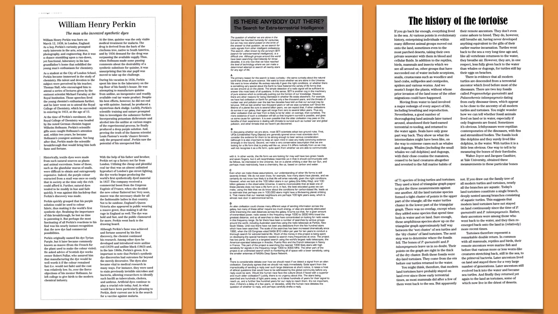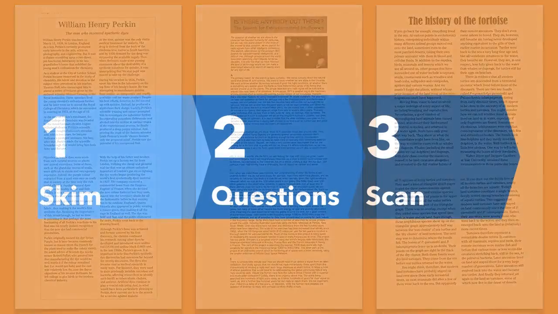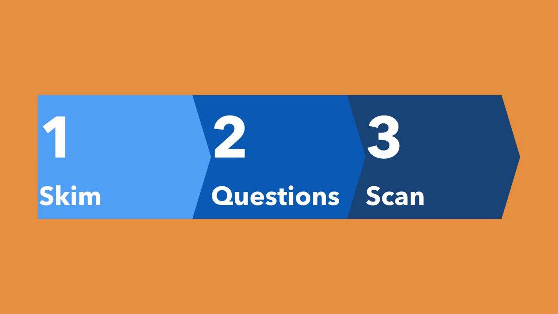So you do not have time to read these texts word for word. There's too much to read, and I can give you a much more effective technique. And what I'm going to give you is this 3-step technique. So step 1, you skim the text. You skim read. Step 2, you look at the questions. And step 3, you scan. You scan the text for the answers.